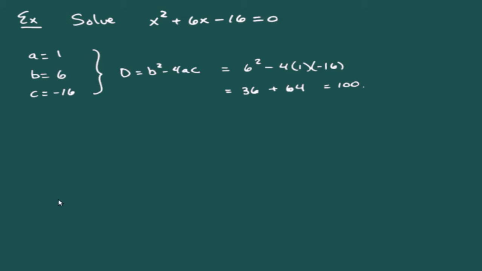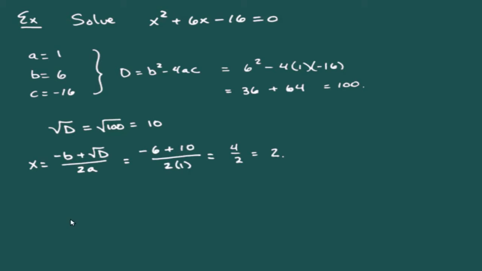Taking the square root of the discriminant, we have the square root of 100, which is just 10. And from there, we're able to compute the roots of our quadratic. So we've got x is equal to negative b plus the square root of d all over 2a. So that's going to give us negative 6 plus 10 over 2 times 1. Well, negative 6 plus 10 is 4. 4 divided by 2 is 2.